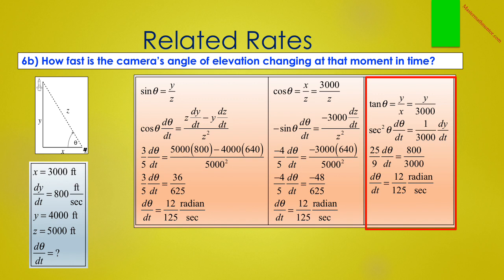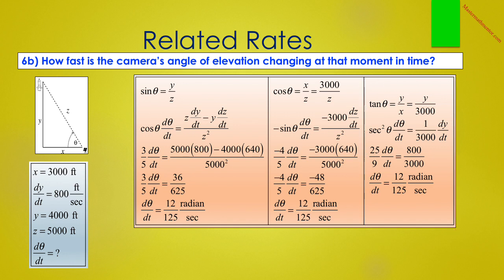Finally, let's use tangent. Tangent theta is y over x, which is y over 3,000. And doing the work now, we see that we get secant squared theta d theta/dt is equal to 1/3000 dy/dt. This appears to be a lot easier. The secant theta is 5/3, so secant squared theta is 25 over 9 d theta/dt, and that will equal 1/3000 times 800. Doing the math, we get d theta/dt equals 12 over 125, again, measured in radians per second.